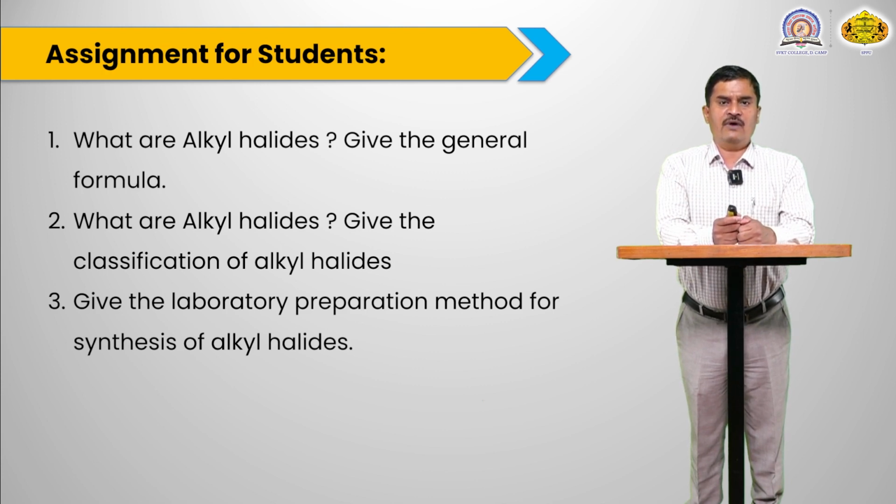Alkyl halides are classified by using two methods. The first method depends on the number of halogen atoms attached to the hydrocarbon, and the second method depends upon the nature of the R group. And the last question is to give the laboratory preparation of alkyl halides. Alkyl halides are synthesized by different routes. The first route is the substitution reaction, in which alcohols easily convert into alkyl halides, and another method is the carbon-carbon double bond converting into alkyl halides.